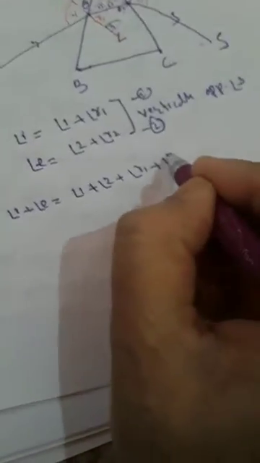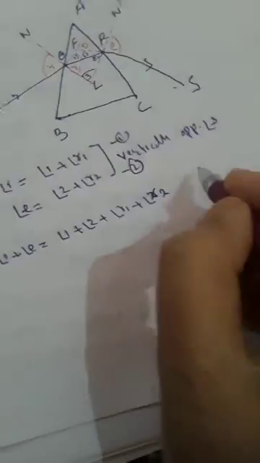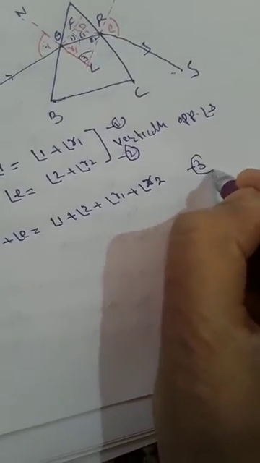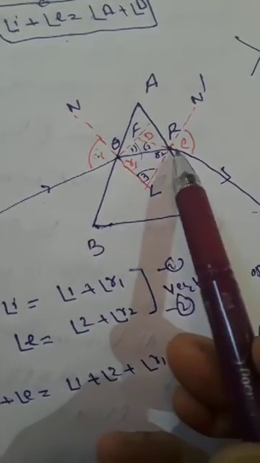Angle R1 plus angle R2. Name this equation third. If I look towards triangle FQR, it is just like this.